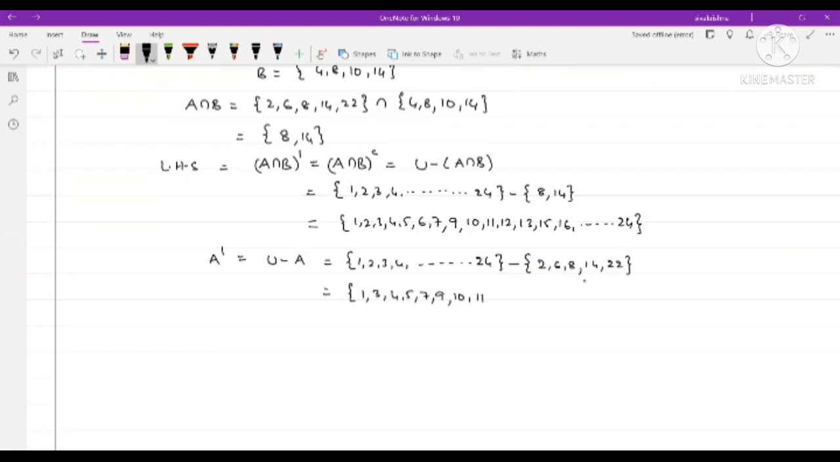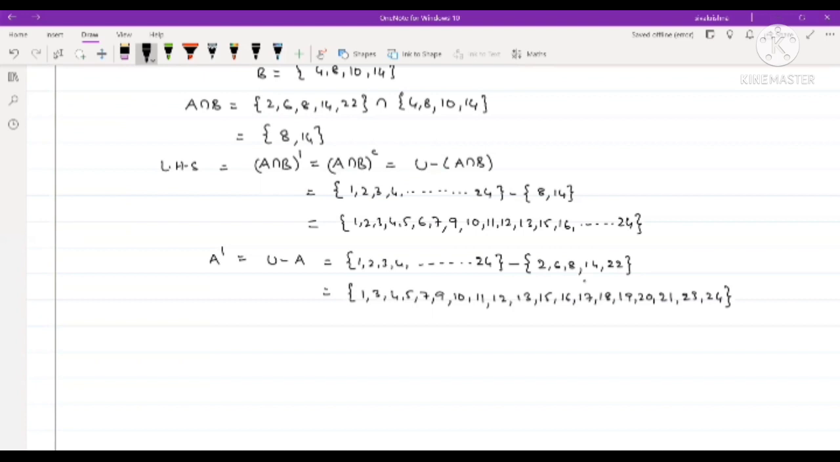So 10, after that 11, 12, 13. After that we need not write 14 because we have 14 in A. After that we write 15, 16, 17, 18, 19, 20, 21 and 22. We need not write 22, so we write 23 and 24. Okay, so these are the elements in the set U minus A.